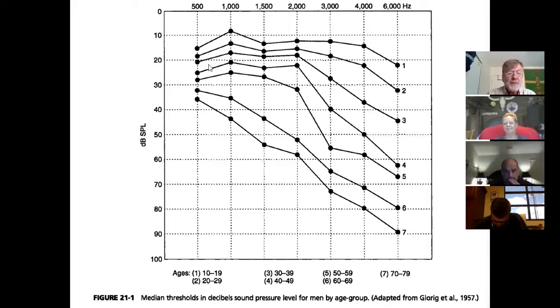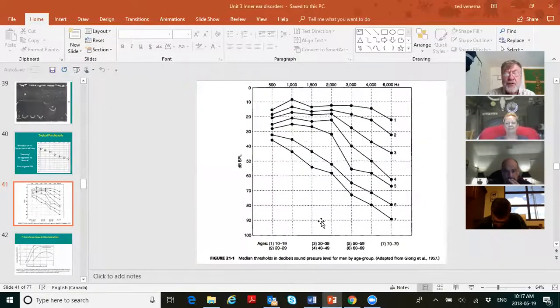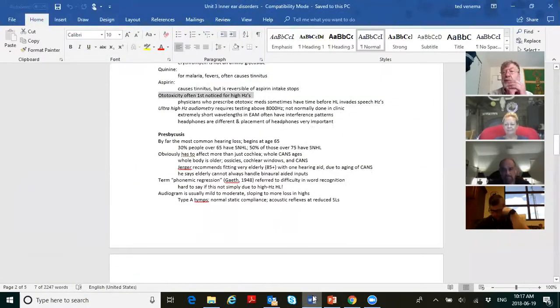Now if I can kind of alternate here, let's see if I can show you in the notes. Let's read our notes on presbycusis. It's by far the most common hearing loss. It begins at age 65. 30% of people 65 plus have it. So put a star by that. Excuse me, 50% of people 75 plus have it. So it's common, common, common, common.